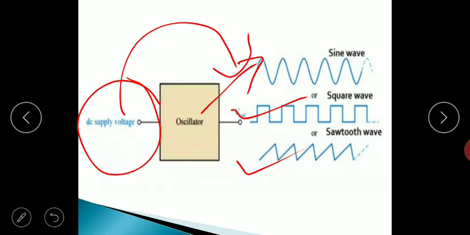Once again I am repeating, an oscillator will not have any AC input, unlike your amplifiers. Here whatever DC supply is given as a biasing voltage to the amplifier present in the oscillator, that itself will be converted into AC oscillations of a particular amplitude and particular frequency. That is what is called an oscillator, and it can generate a sinusoidal signal or a non-sinusoidal signal like square wave, sawtooth wave, triangular wave, etc. And the frequency of the generated wave depends upon the constituent components that are used in the oscillator.